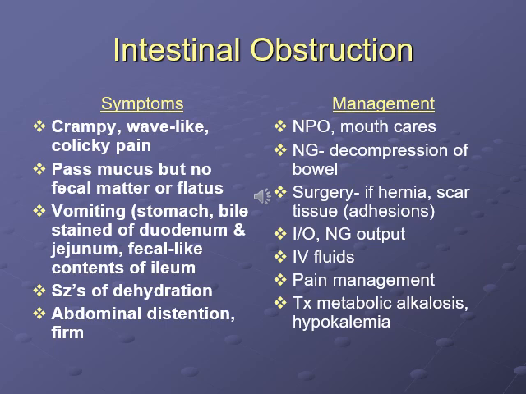They'll go on NPO status for bowel rest, so we'll do mouth cares with that. Most of the time they'll need a nasogastric tube placed for decompression of the bowel and to remove all of those contents sitting in there, and that in itself will decompress the bowel and relieve a lot of their initial symptoms. They may or may not need surgery, and this depends on the cause of the obstruction. If there is a herniation, scar tissue, or other mechanical causes, they're going to need surgery to fix that.